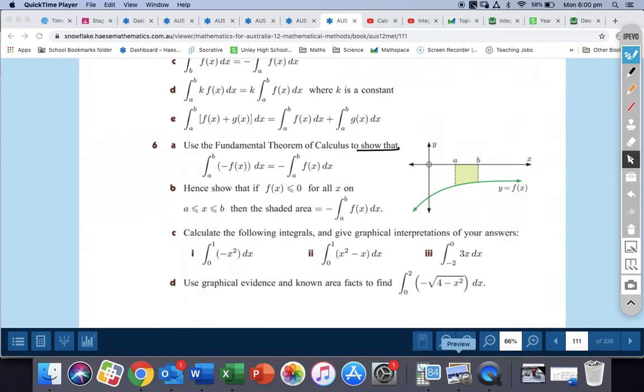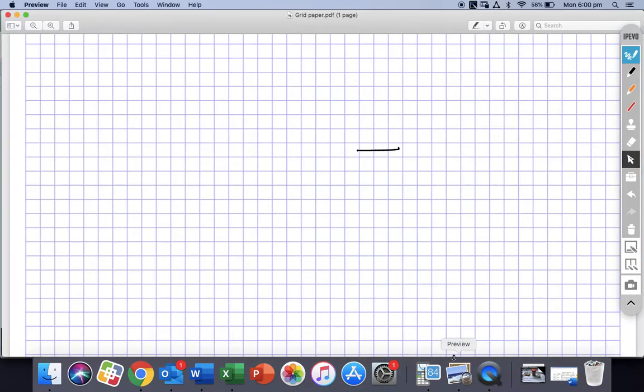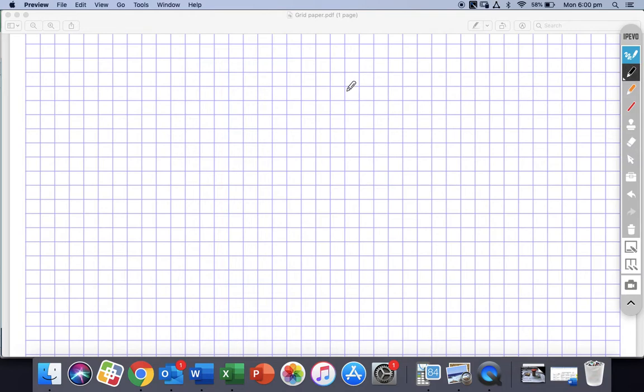So what do we got here? C1. Let's have a look at that. It was the integral from 0 to 1, nice and easy. The function is minus x squared dx. That would equal the antiderivative, which will be minus x cubed on 3, evaluated from 0 through to 1.